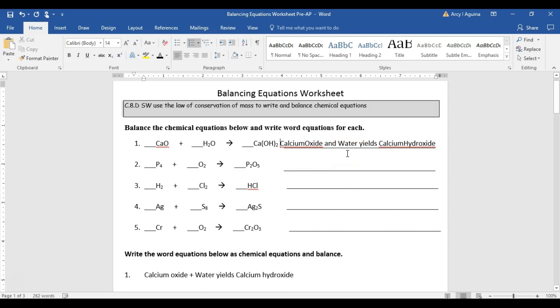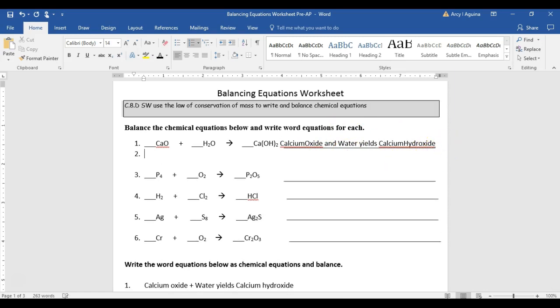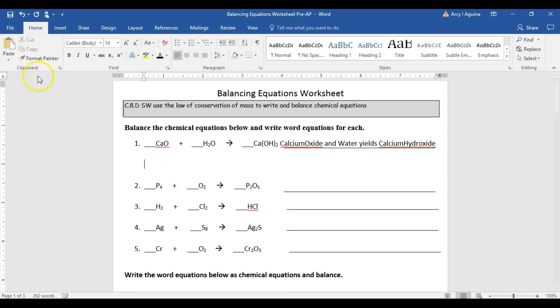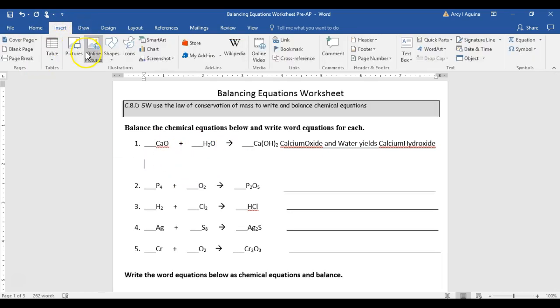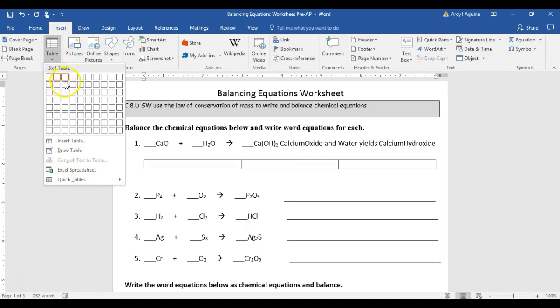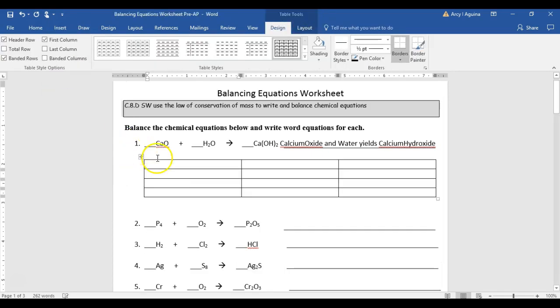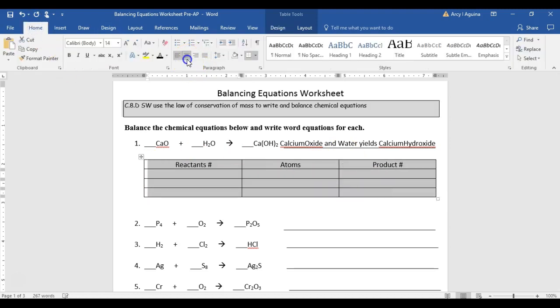So now we have to balance it out. For this, I'm going to make a rap sheet. So I'm going to insert a table. I'm going to count how many atoms I have. I have 1, 2, 3 atoms here. So my table is going to be 3x4. Remember, the rap sheet is reactants, the number of reactants. So I'm going to write reactants number. The second one is the atoms that are in the equation, and then it's the product number. And I'm just going to center everything because I like everything to look centered.